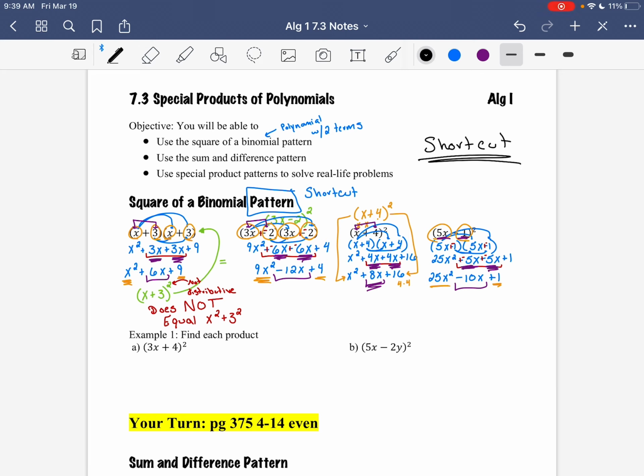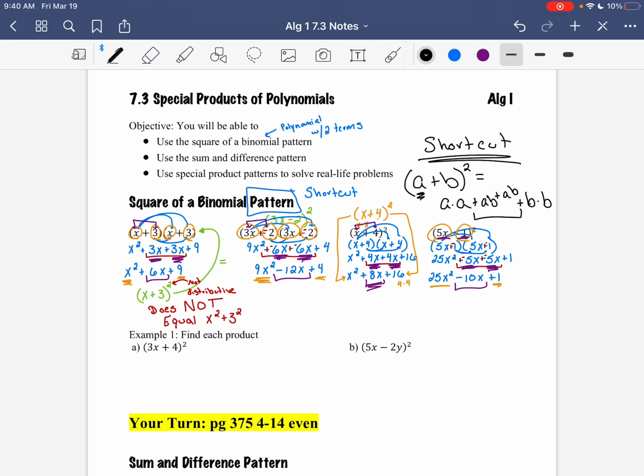If I take something times itself, if I have a plus b squared, I get the first term by just taking the a times itself. So a times a, which is a squared. So the first one is a times a. The last one is b times b. The middle term is I take the a times the b. In all of these, I took the x times the 3 and then had 2 of them. So then it would be a times the b and a times the b.